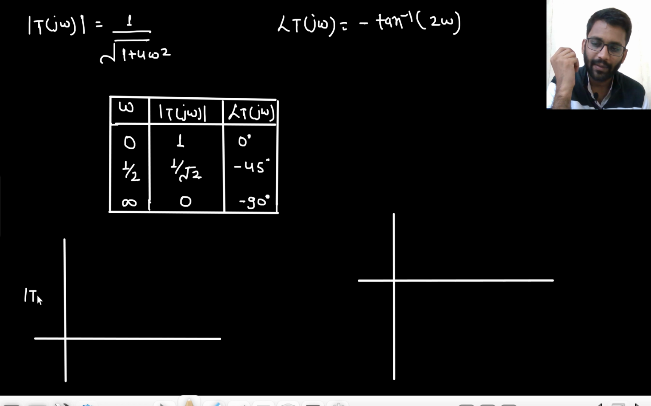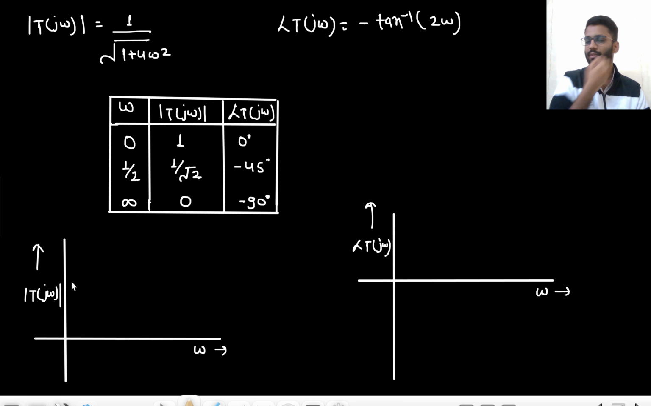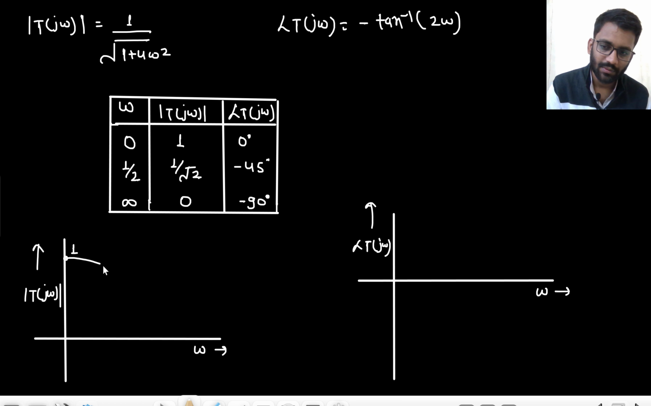This is the magnitude response and this is the phase response. Okay, so magnitude from 1 to 0, so it will start from 1 and go to 0.